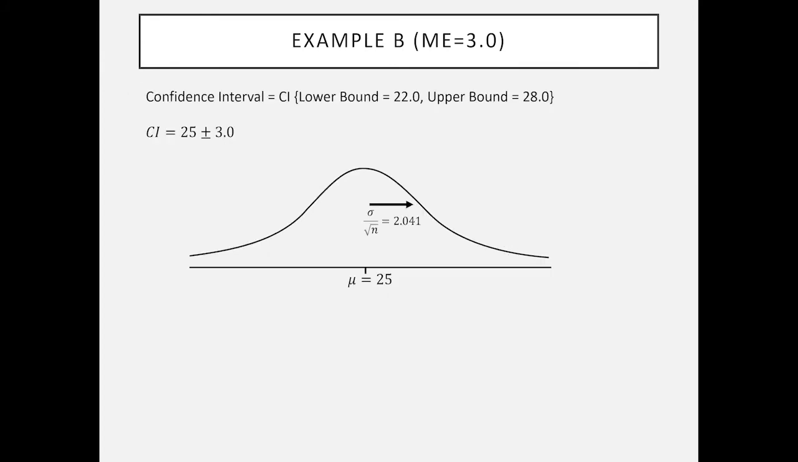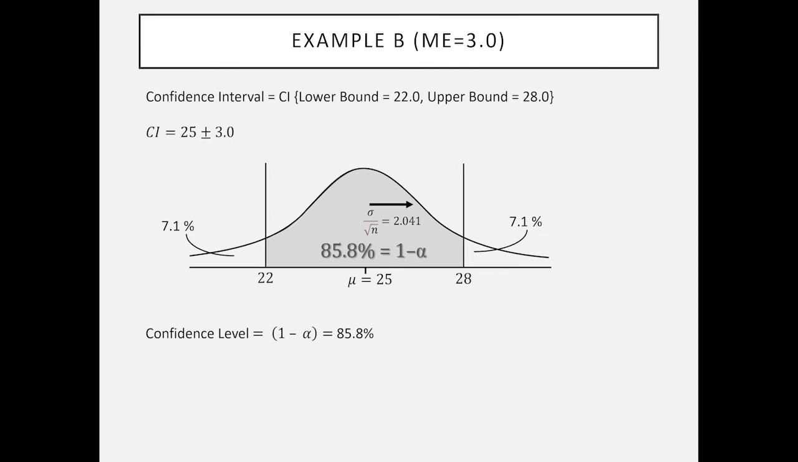Let's take a look. Here we've got, same as before, I'm going to set the margin of error equal to 3.0, so I'm going to make it equal on both sides, 22 and 28. I figured this out. I did the normal app and found out that it's equal to 7.1% on both sides. That means the area inside, the confidence level, is now 85.8, which means that alpha is equal to 14.2% and alpha over 2 is 7.1 on each side.